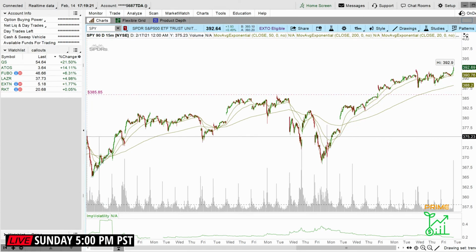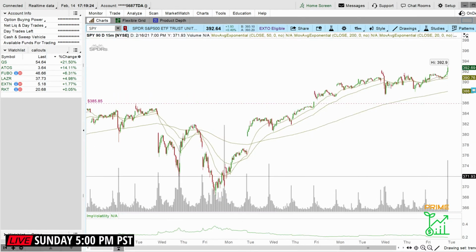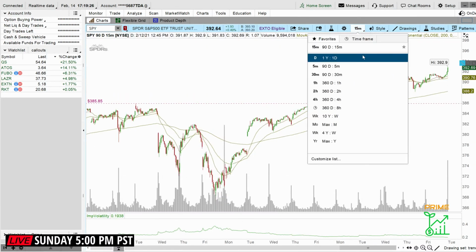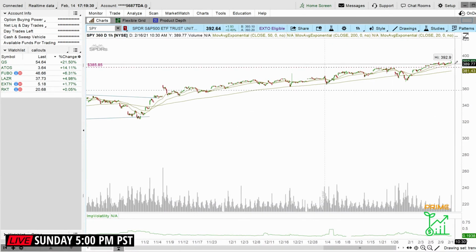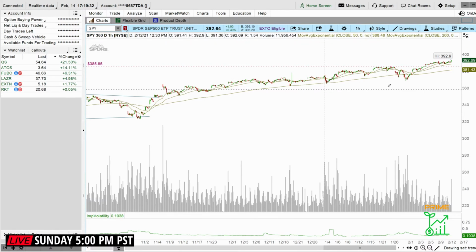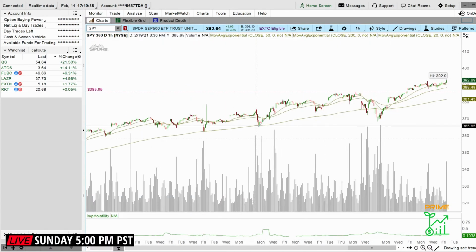Let me clean up the screen. This is getting a little bit ugly. And let's zoom in so you guys can actually see it. And by the way, I trade the hourly time frame on the SPY, so let's do the hourly. And whatever you guys like to trade, go ahead and leave me a comment under the video what time frames you like to trade.